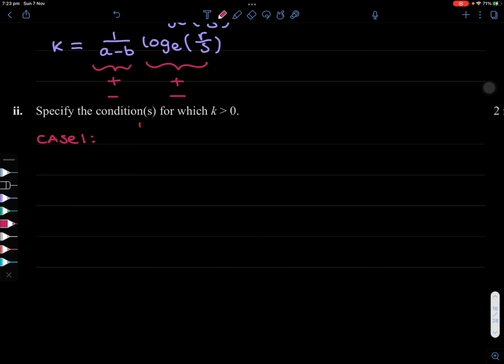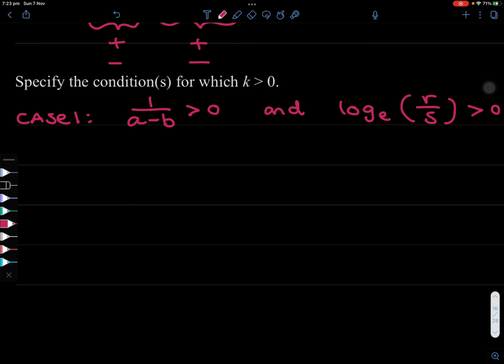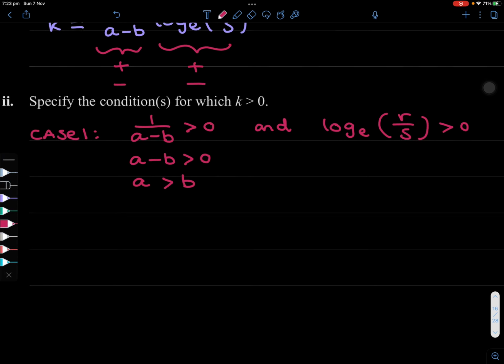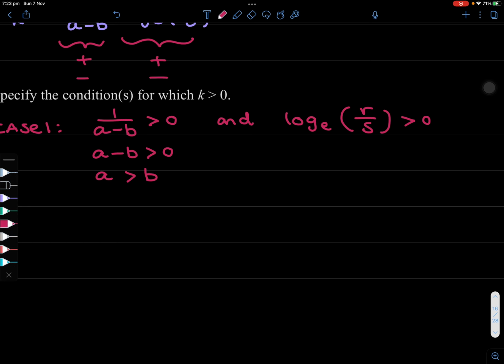We have both of them being positive. So we have to write this is positive, and at the same time, log e of r on s is also positive, okay? And that gives us a minus b is greater than 0, and that tells us that a is greater than b, okay? That is our first one.